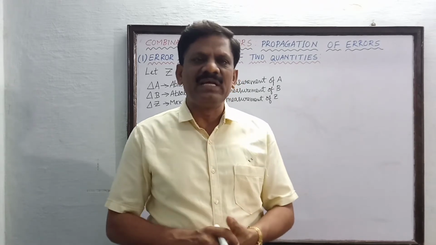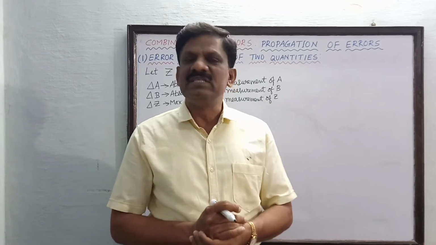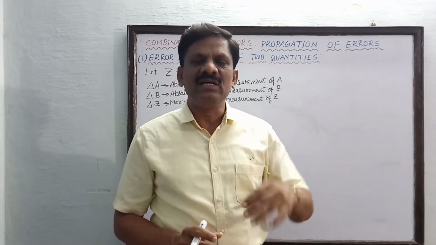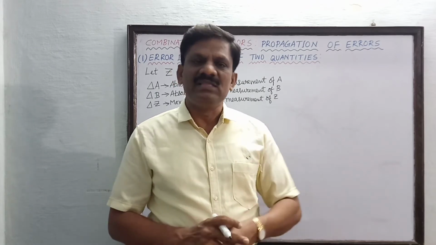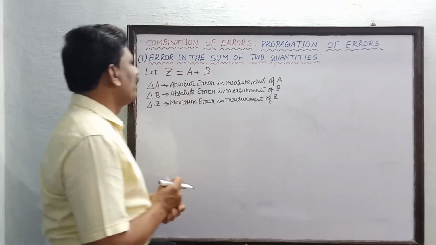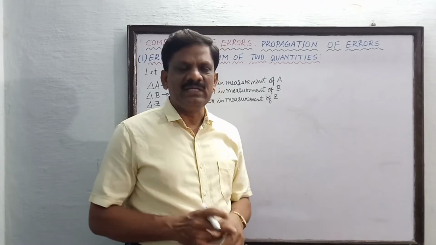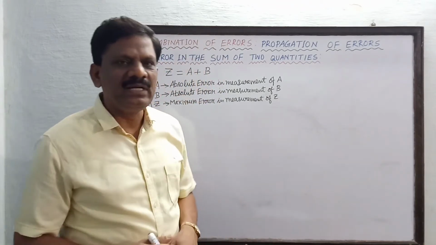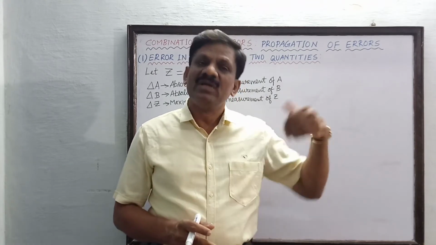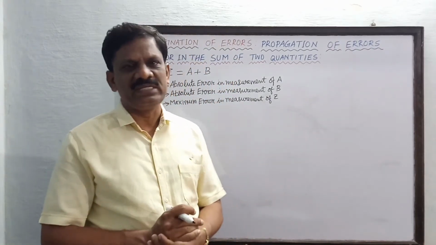So the commitment of error in the measured quantities, one or two or three quantities, is going to affect the total calculated values such as area, volume, density, all these quantities. So this is called combination of errors. In that case, first we want to discuss the error in the sum of two quantities. We are adding two quantities and if each quantity has some absolute error, then what will be the error in the total? We are going to discuss this first by considering the addition of two physical quantities.